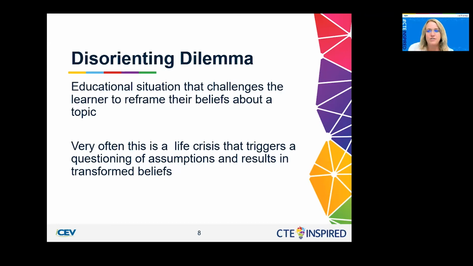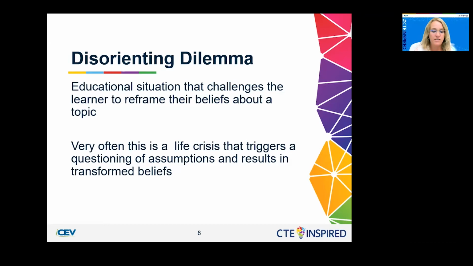Really, it's an educational situation that challenges the learner to reframe their beliefs about a topic. And I want to caution you from thinking that this educational situation has to take place in a classroom. Any situation we get into, any moment can be a teaching moment. And so recognize that this situation where we're learning, where we're providing education could happen anywhere. So these disorienting dilemmas are commonly seen as an integral part of transformative learning. A disorienting dilemma represents the initiation of the transformative learning experience.